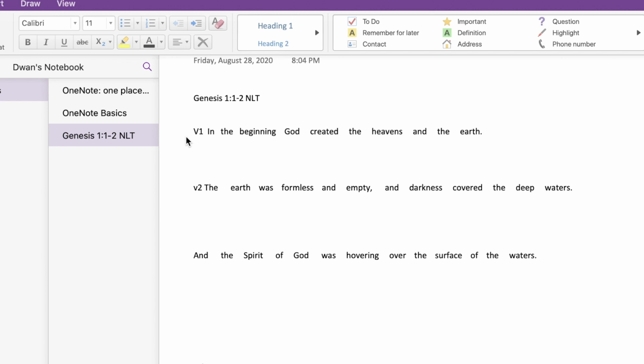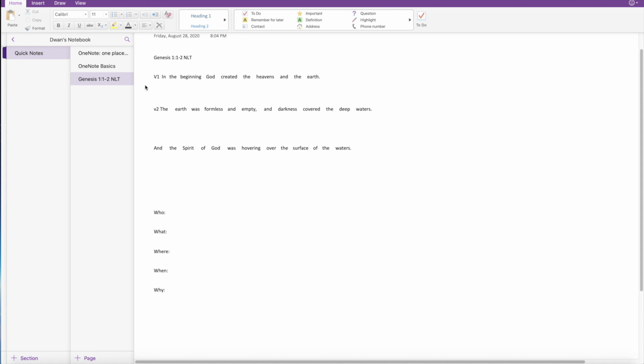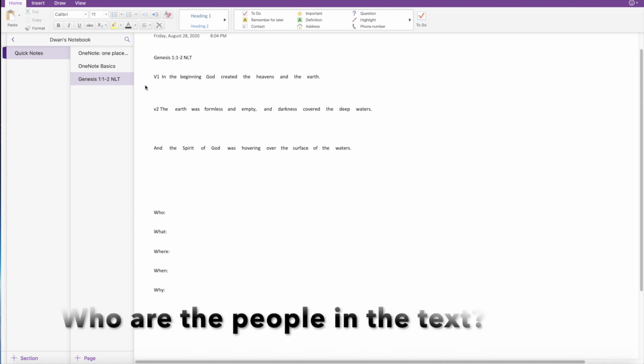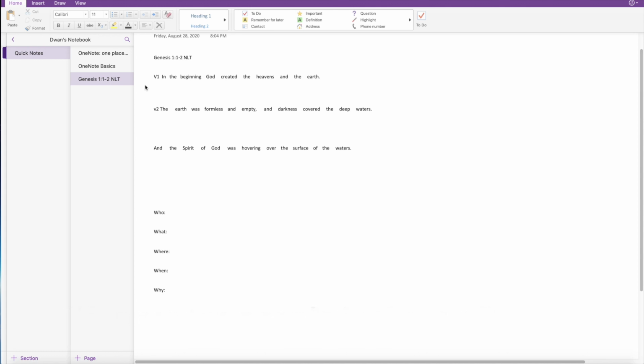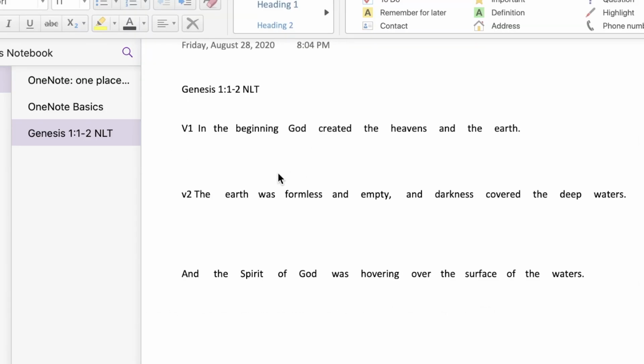It says, "In the beginning God created the heavens and the earth. The earth was formless and void, and darkness covered the deep waters, and the Spirit of God was hovering over the surface of the water." So we got our first who question. That would be, who are the people in the text? That's our first question. As we look, who are they specifically talking about? We got God here, and then we got the Spirit of God.